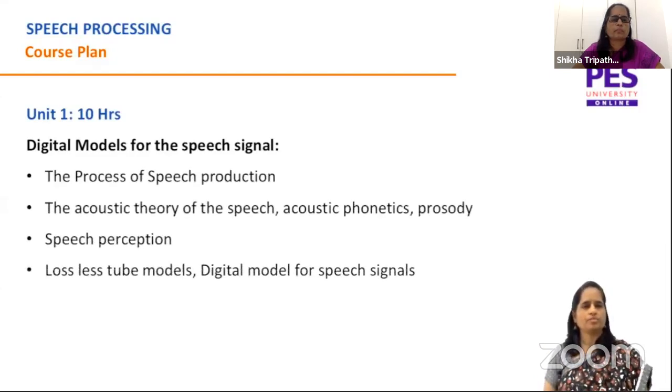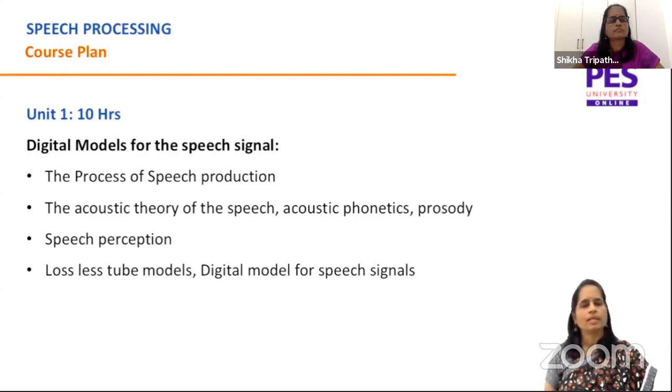And what we are going to do here is we'll understand the process of speech production. Definitely we'll have to revisit the biological or physiological operations that take place when we produce speech. So we will do that quickly, analyze that, because without doing that, we will not be able to appreciate or find a mathematical model to the physiological process. So the process of speech production is very important.